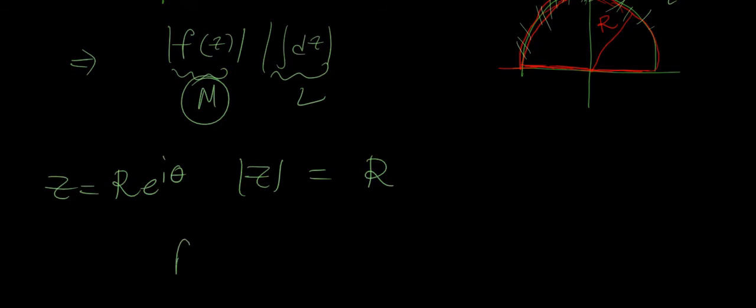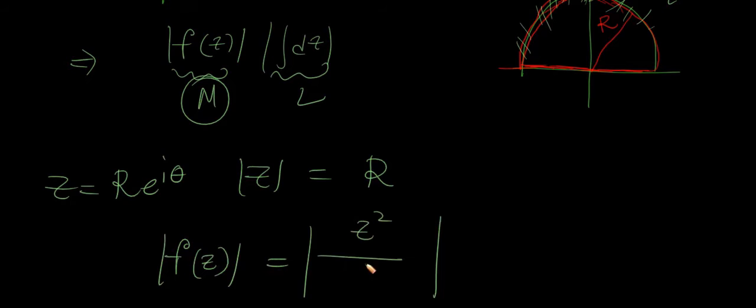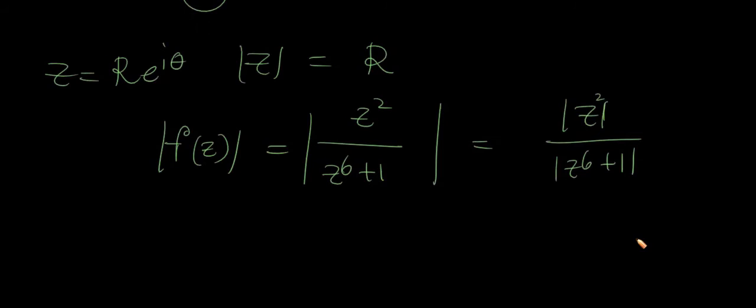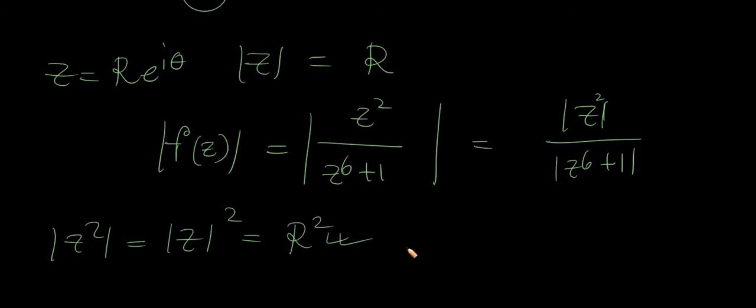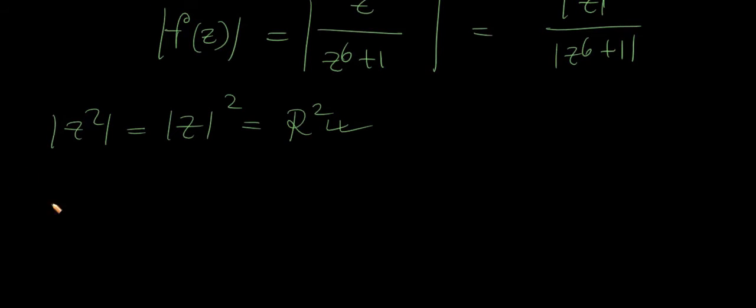So all these are clear, but now we need to find the modulus of f of z. You need to write the modulus of f of z, and f of z was z squared divided by z to the power 6 plus 1, and then you can break it down as the modulus of z squared over the modulus of z to the power 6 plus 1. The modulus of z squared is pretty simple. This is just mod of z whole squared, and this is just r squared. This part is simple. However, there is a subtlety when you try to evaluate the modulus of z to the power 6 plus 1. Why?